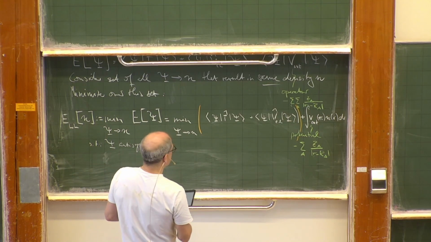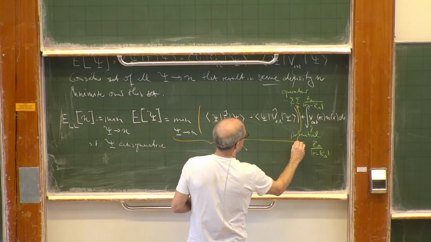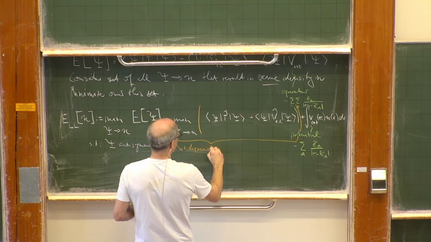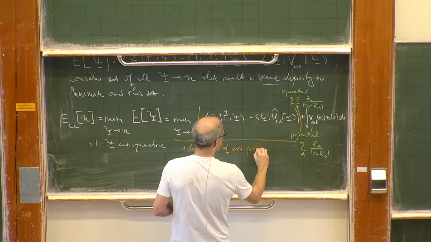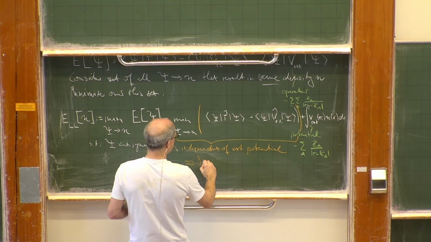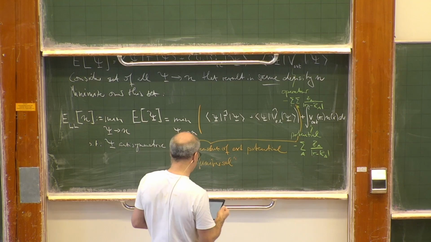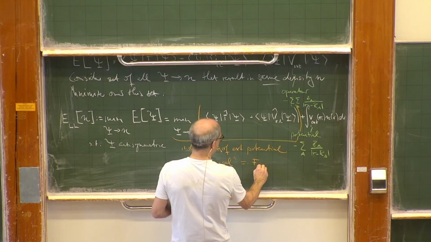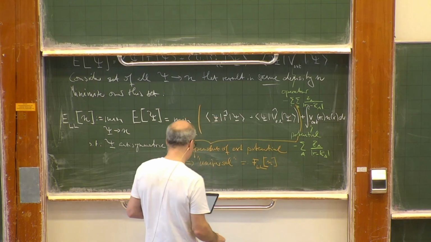And this first part here is now independent of the external potential. And it is, in this sense, universal, because it does not depend on the external potential. And this gets a name of its own. So this would be the Lévy-Lieb functional of the density.